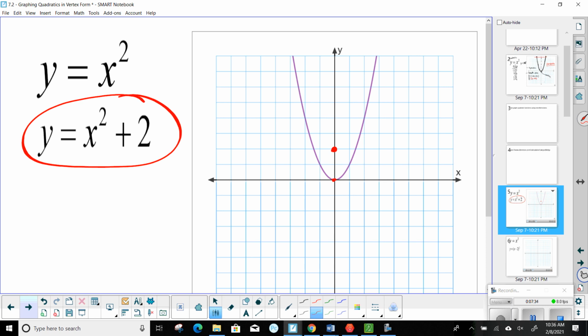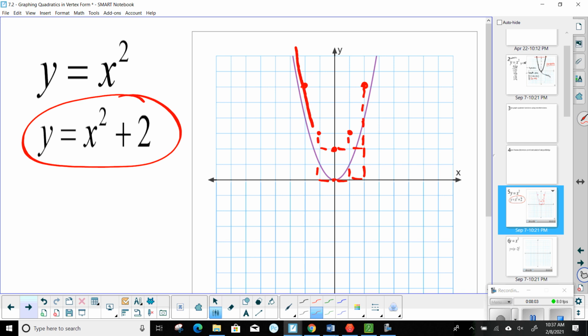So we're going to go up 2, that's where my vertex is. And then if you notice on the original graph, I go over 1 and up 1, and over 1 and up 1 on either side. We do the exact same thing. So I go over 1, up 1, there's a point there. Over 1, up 1, there's a point there. Now, you cannot keep going over 1, up 1, because watch what happens. On the next point, I go over 2 and up 4. So from this point, I go over 2 and up 4. It's getting steeper. There's a point on the other side.